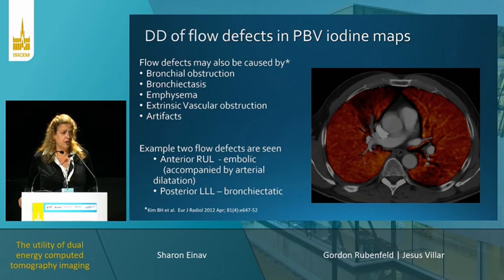There's a differential diagnosis to these flow defects. They can be caused by bronchial obstruction, bronchiectasis, emphysema, some vascular obstruction, and also by some artifacts, so your radiologist will need to know their stuff.